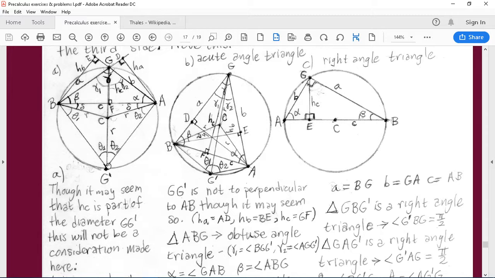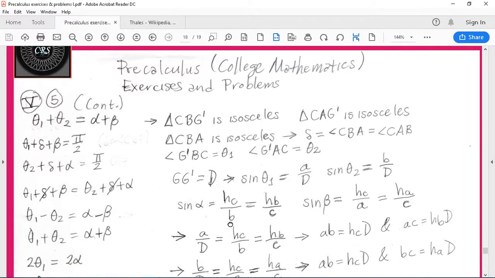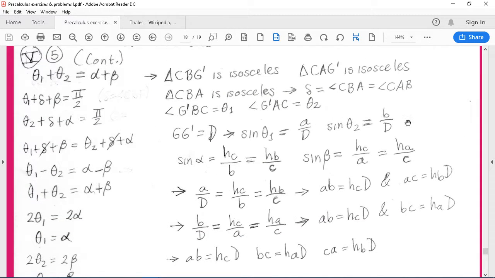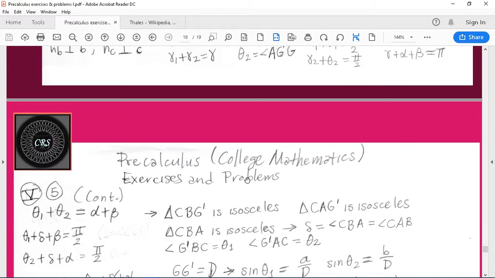And looking at right angle triangle AGG prime, sine of theta 2 equals cathetus AG, which is B, over diameter GG prime, which is D. So sine of theta 2 equals B over D.